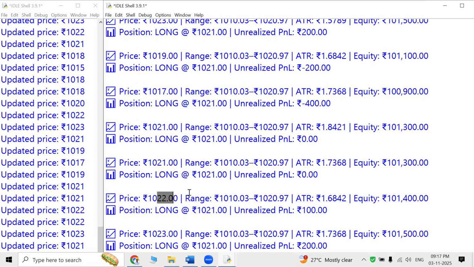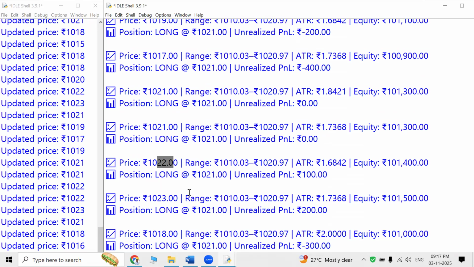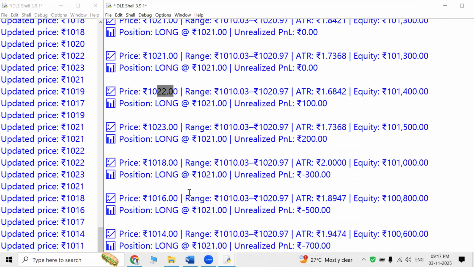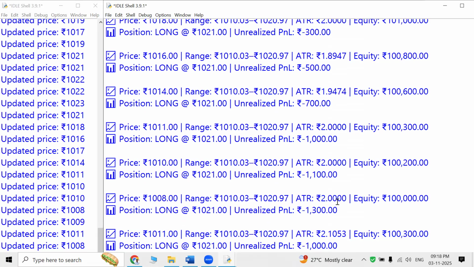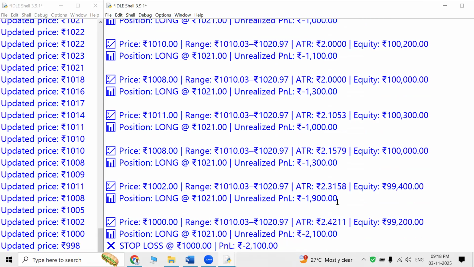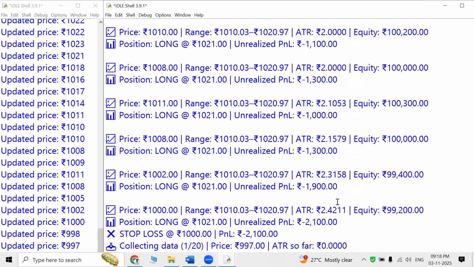It will book the profit at 1027 or it will book the loss after a 20 point loss. That means if we reach 1002, so it is 2%. So currently we are in a loss of 1300 rupees. If it reaches 1002, it will book the loss. Currently we are in the loss. It's about to break. Okay, we have stop loss triggered.